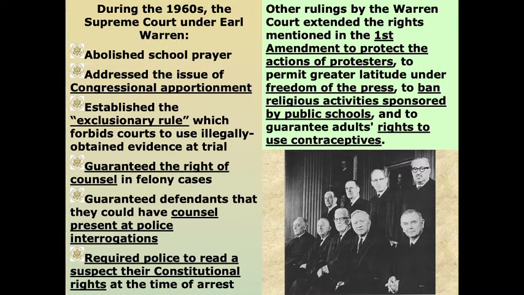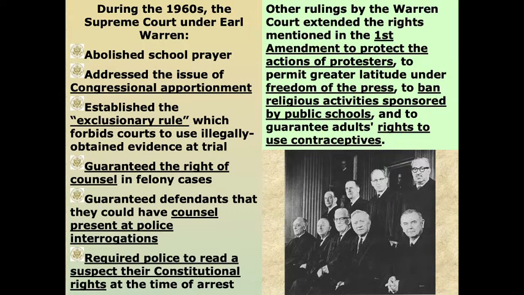So a lot of this is going to seem very familiar to you guys. Because seriously, a lot of this we kind of take for granted now. But back in the 60s, these rights were not necessarily guaranteed until the Supreme Court cases happened.